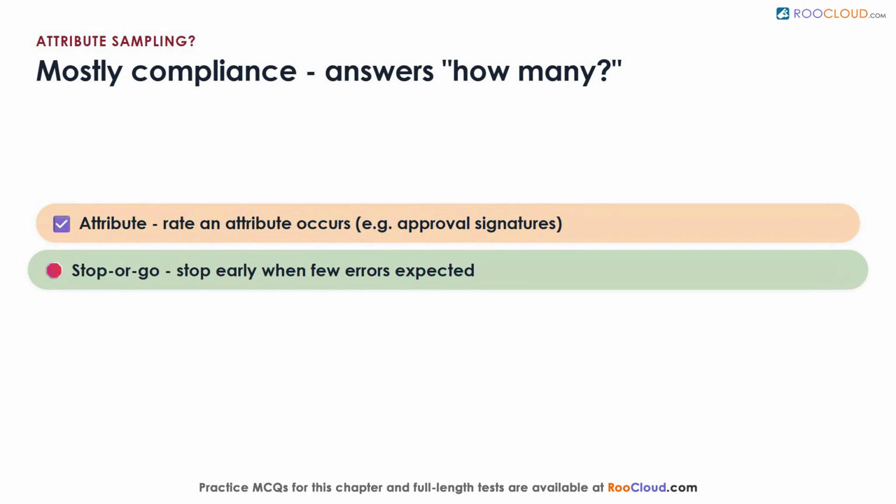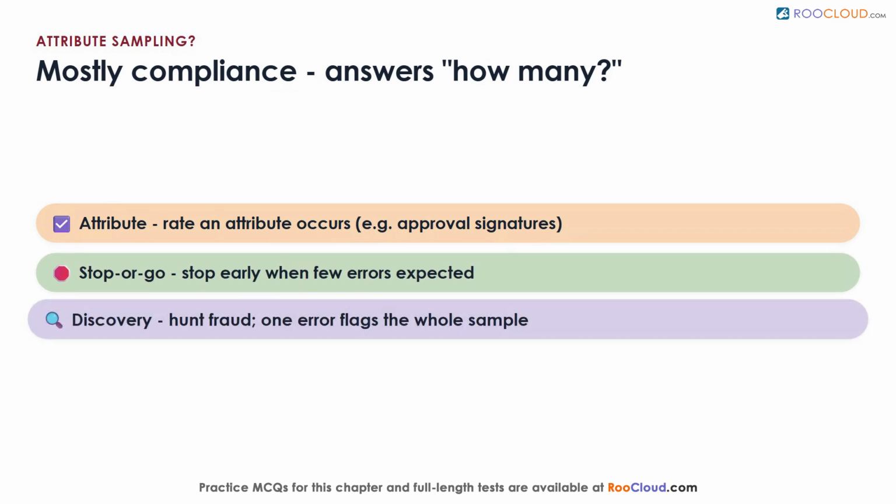Stop or go sampling prevents excessive testing. It lets you stop early when you expect very few errors. Discovery sampling hunts for fraud or irregularities. If the sample is clean, you assume no fraud exists. But a single error flags the whole sample as suspect.